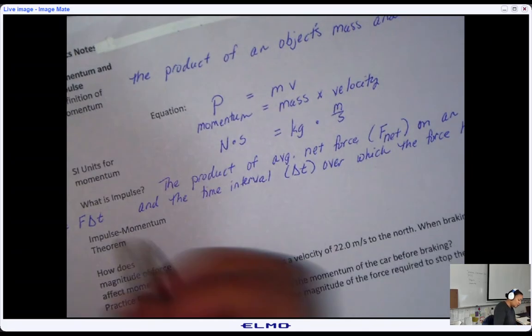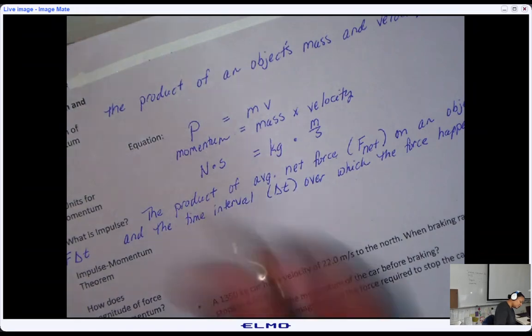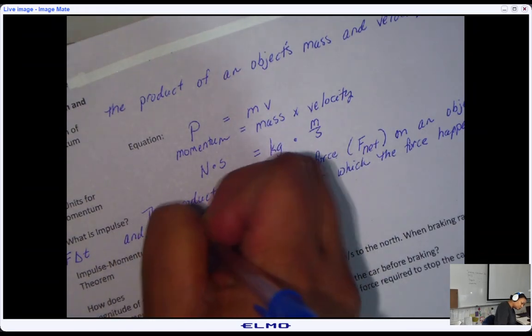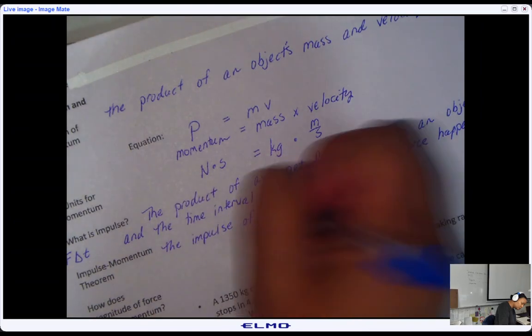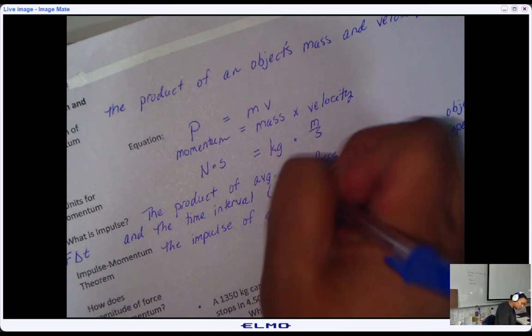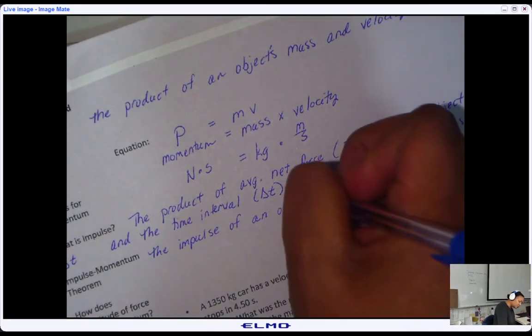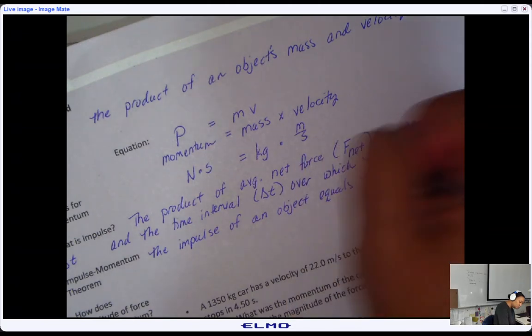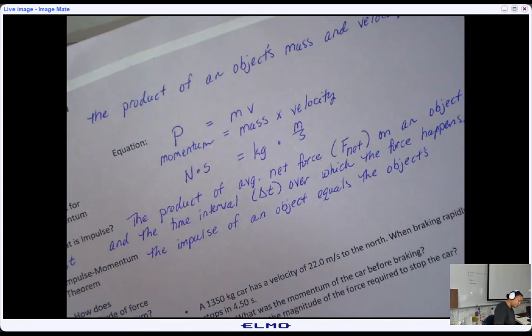So that leads us to the impulse momentum theorem, which says the impulse of an object equals the object's change in momentum.